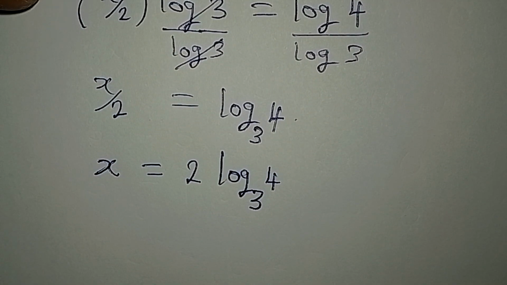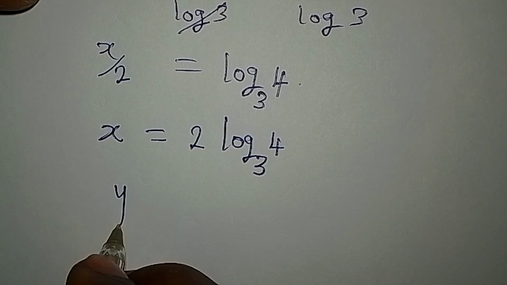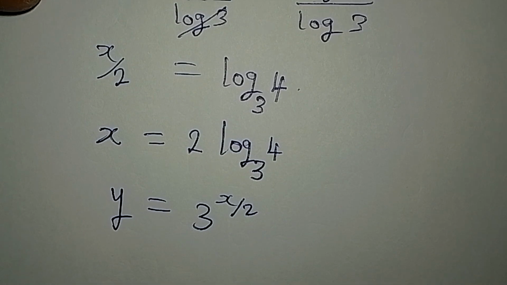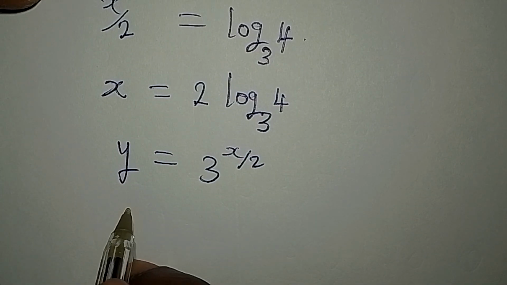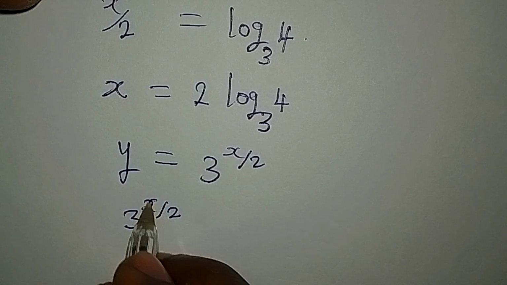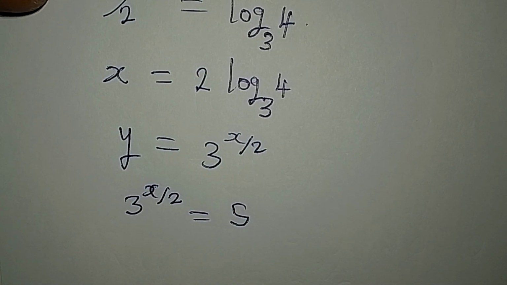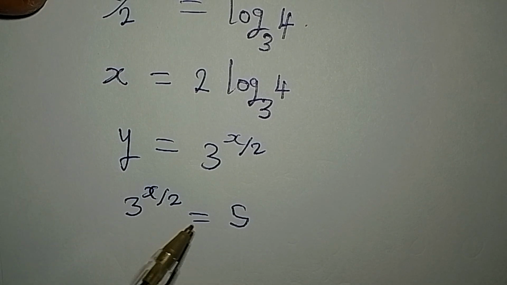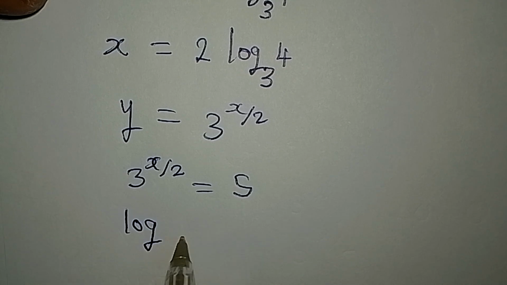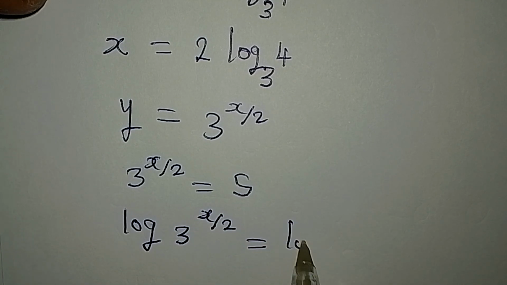But then we still have another value from the 5 over there. Remember, we got y to be equal to 3 to the power of x over 2, right? Very well. And from here, we can say 3 to the power of x over 2 is equal to 5. Why do we get 5? Because one of the values of y is also 5. Now from here we apply our log. Log 3 to the power of x over 2 is equal to log 5.